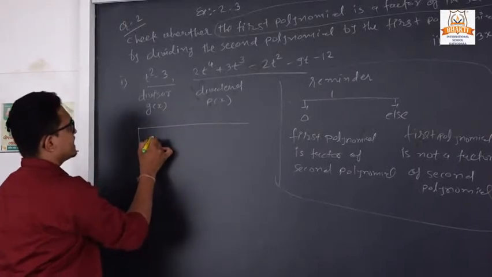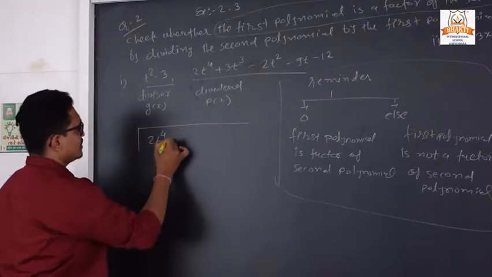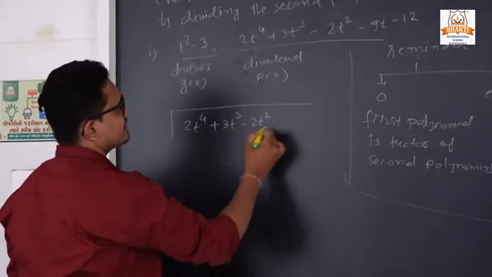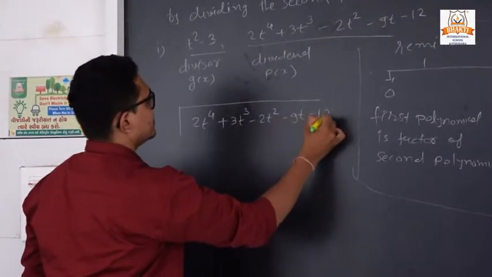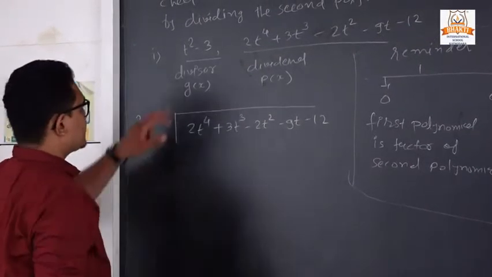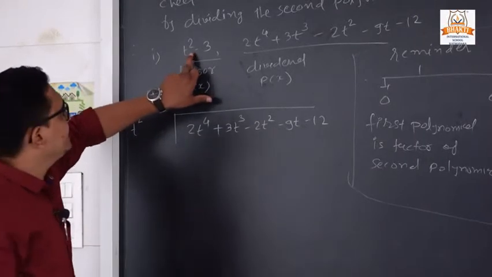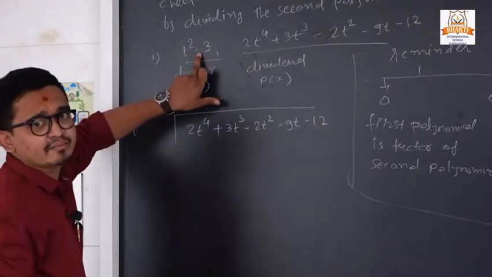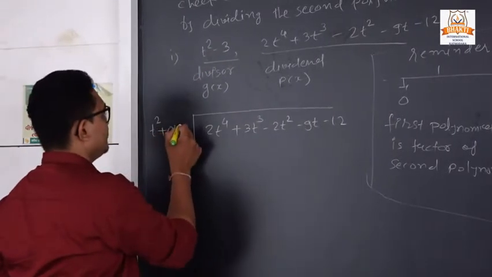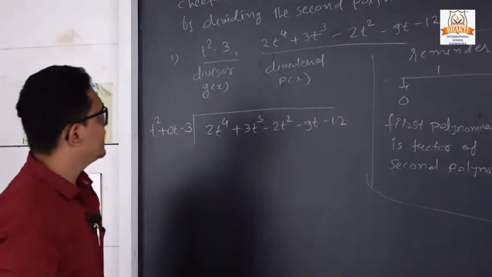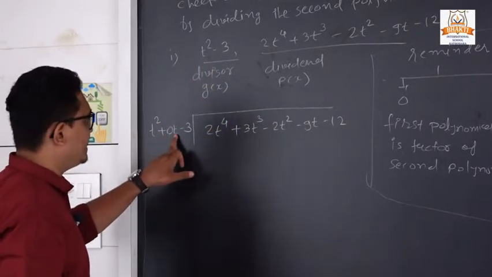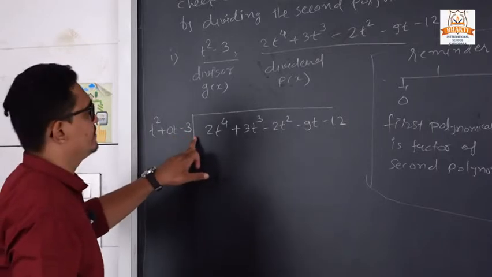So first of all we write 2t raised to 4 plus 3t cube minus 2t square minus 9t minus 12, and here we write the divisor t square, but see that after degree 2 the degree 1 is missing. So for that we add 0t minus 3. Clear? The divisor we write like that: t square plus 0t minus 3.